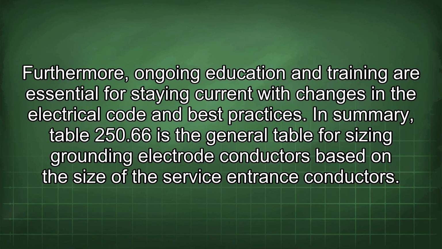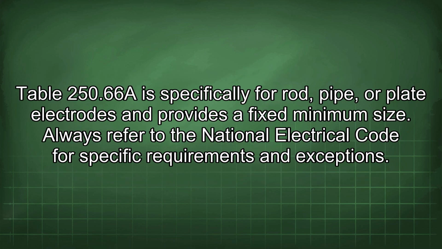In summary, Table 250.66 is the general table for sizing grounding electrode conductors based on the size of the service entrance conductors. Table 250.66a is specifically for rod, pipe, or plate electrodes and provides a fixed minimum size. Always refer to the National Electrical Code for specific requirements and exceptions.